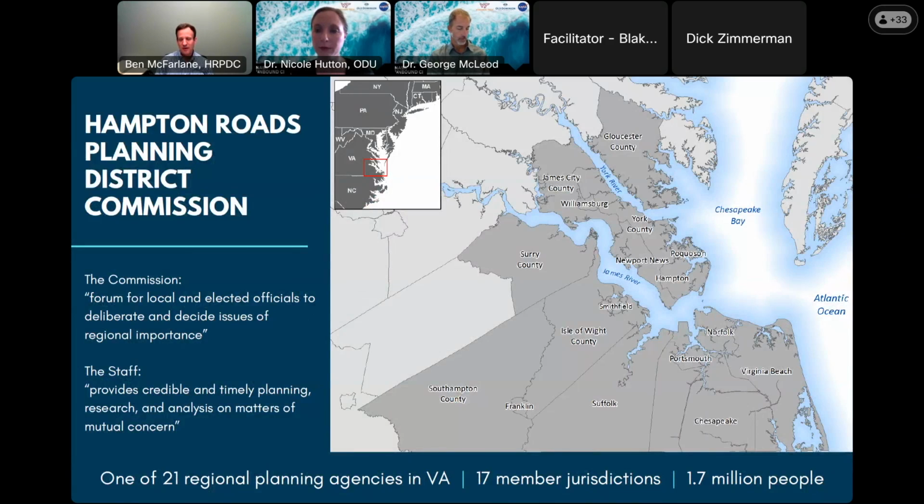But our job is to work with all of our member localities, our 17 jurisdictions, to support planning of greater than local significance, working on a variety of issues. And for us, resilience, sea level rise, climate adaptation is a big part of our work program. We have a number of different coastal communities that are quite vulnerable to flooding. And so understanding what our vulnerability is, where that vulnerability is coming from, and what it looks like now, and how that compares to what it looks like in the future is critical.